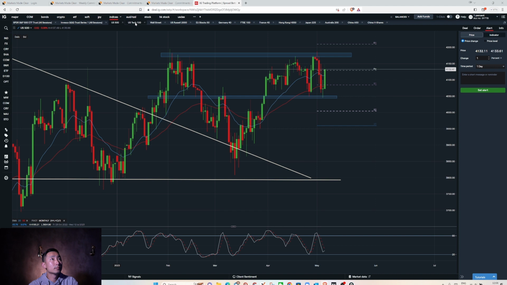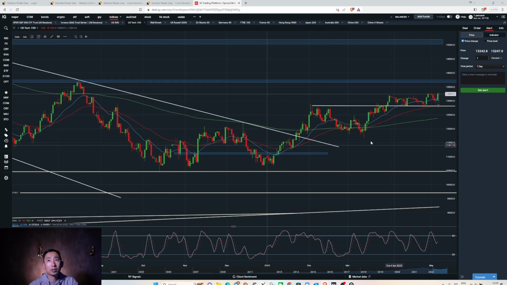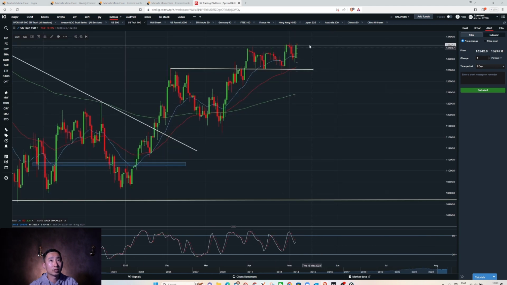NASDAQ is, you know, a similar picture. We're back to the resistance area here on the top channel. Could we break? We could, because NASDAQ has been performing quite well. We know most of this movement is driven by Apple share prices.